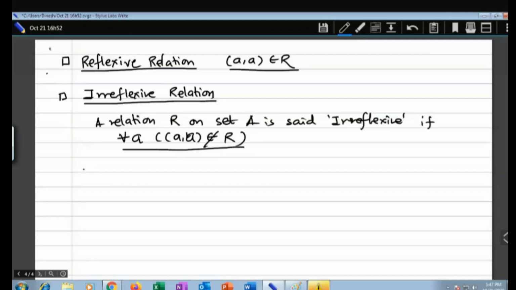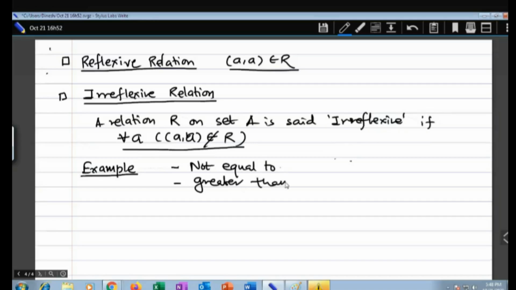Okay, an example of it. Let's say not equal to. You will have 1 comma 2, 2 comma 3, 3 comma 2, 2 comma 1, but you will not have 1 1, 2 2, 3 3 because you are talking about not equal to. Then another one will be greater than. Greater than and less than are all irreflexive relations.